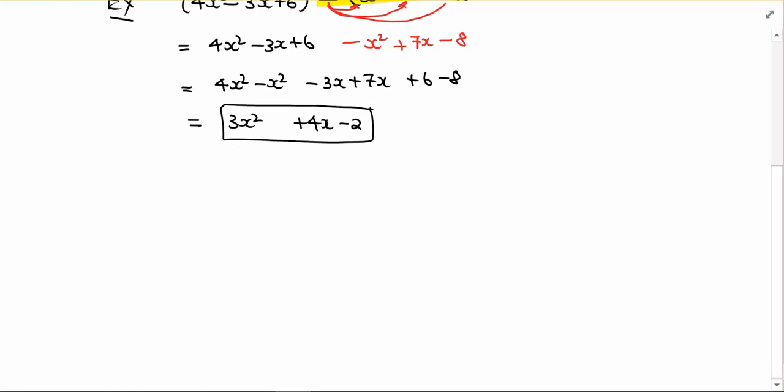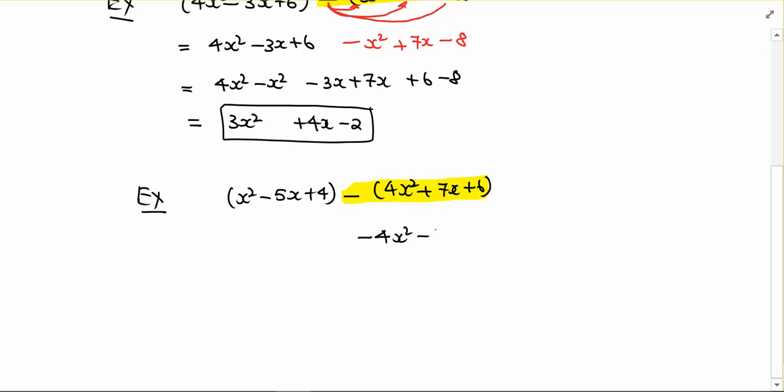Let's do another one. Let's say we had x squared minus 5x plus 4 minus 4x squared plus 7x plus 6. Again, I don't know whether using a highlighter would be helpful for you. If it is, go ahead and do that so you're aware that the minus sign has to spread all the way through: minus 4x squared minus 7x minus 6, and then over here I have x squared minus 5x plus 4.